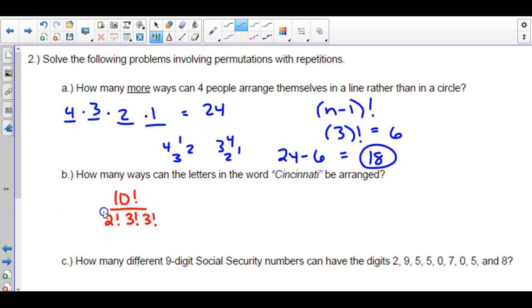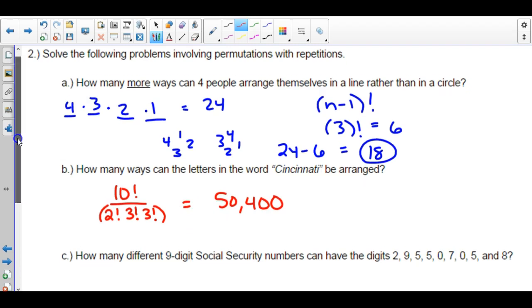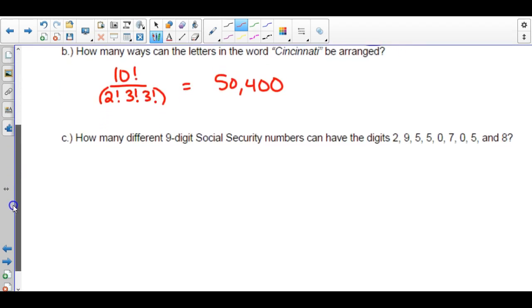So putting this in the calculator, you can put in the numerator 10 factorial, but when you put your denominator in, I would put it in parentheses, and you're going to end up with 50,400 different ways to arrange the letters. And that's going to be the same logic as for this bottom problem too.